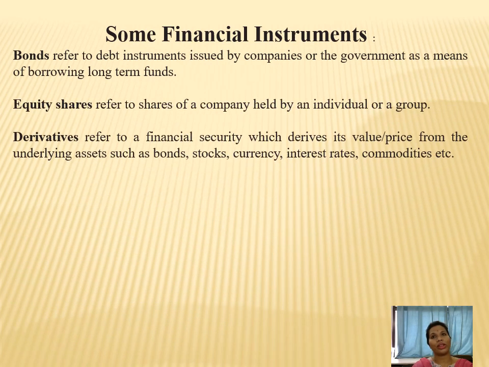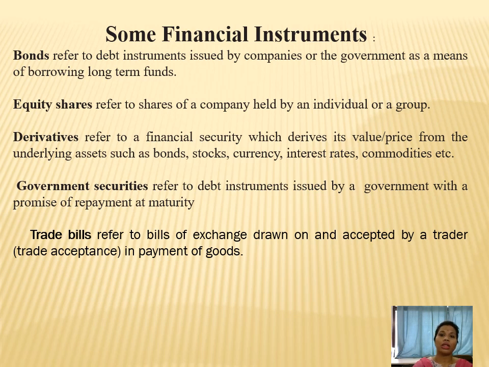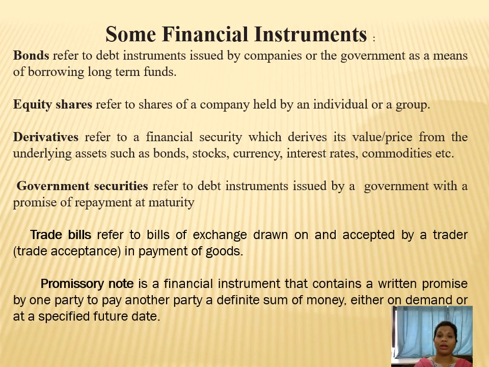Let's discuss some of the financial instruments before starting with the money market and capital market, because as I have told you, the financial market is where purchase and sale of shares, bonds, derivatives, government securities, etc. takes place. So what do bonds mean? A bond refers to the debt issued by the company or government as a means of borrowing, as long-term funds. When the government or the company has a shortage of money, they will issue bonds to the public so that the public can give them money, and they can raise funds with the help of bonds. It is a long-term means of funds.